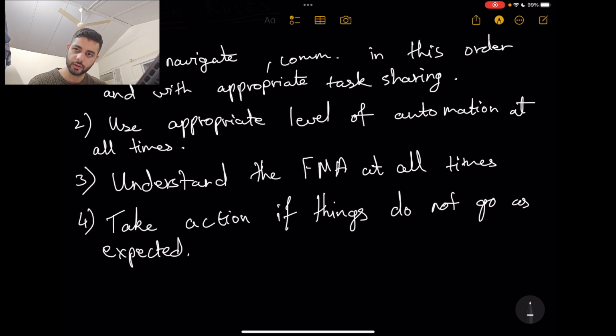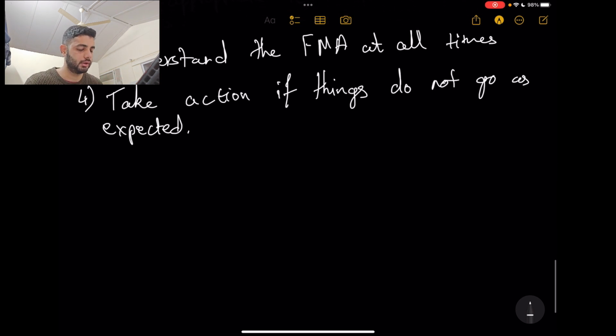Try to understand what is going on and then take action. Okay, if you notice that the aircraft is going into a roll, you just don't let it go into a roll for no reason. You don't want a roll and it's going into a roll, you don't let it go into a roll for no reason. You take over controls and you correct it. Then you check why was it going into a roll. Okay, you check, was it the automation, was it the other pilot next to you, what was the reason. Okay, so take action if things do not go as expected.